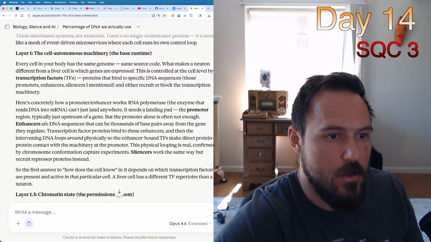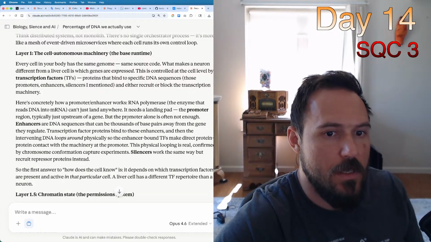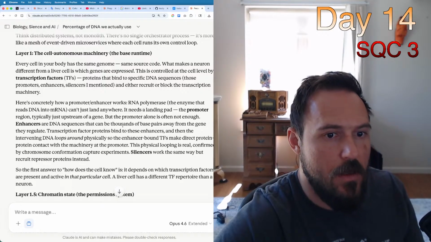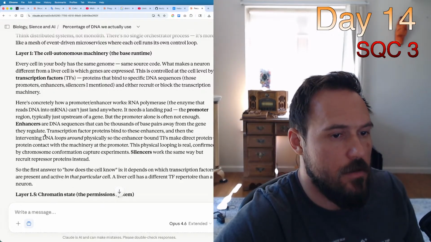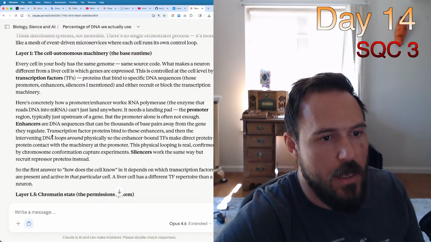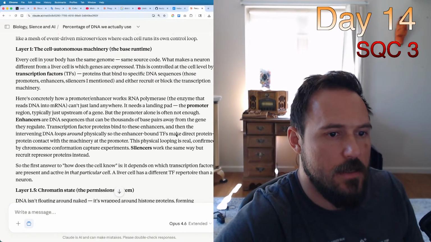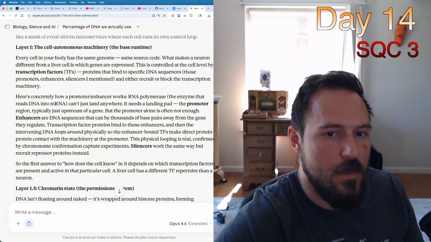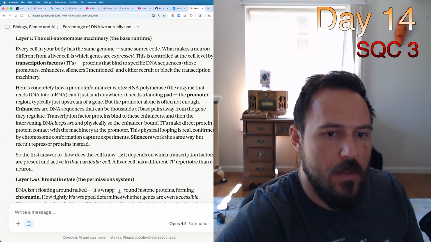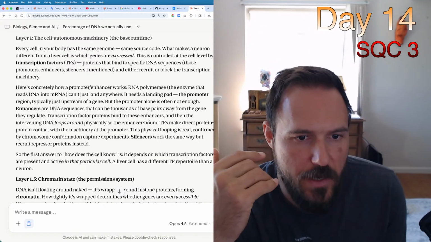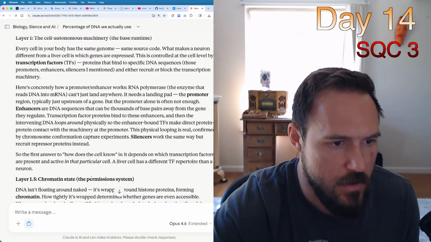The promoter region, typically just upstream of a gene, but the promoter alone is often not enough. Enhancers are DNA sequences that can be thousands of base pairs away from the gene they regulate. Transcription factors bind to those enhancers, and then the DNA loops around physically, so the enhancer-bound TFs make direct protein contact. It explains how, but it doesn't explain who decides. Like, it doesn't explain the decision process.